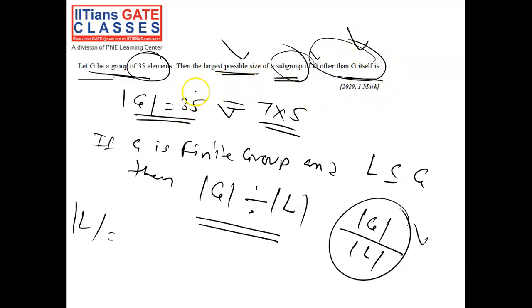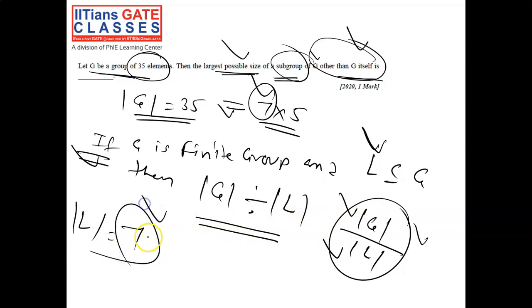And after 35, what is the next value that can divide 35? That is 7. So this 7 is the largest subgroup that is possible. Okay, and we have just used the Lagrange theorem. Lagrange theorem says that if G is a finite group and L is a subgroup of G, then the order of L will divide the order of G. This theorem we have used, and we got that the largest subgroup that we can have is of order 7. So the answer will be 7.